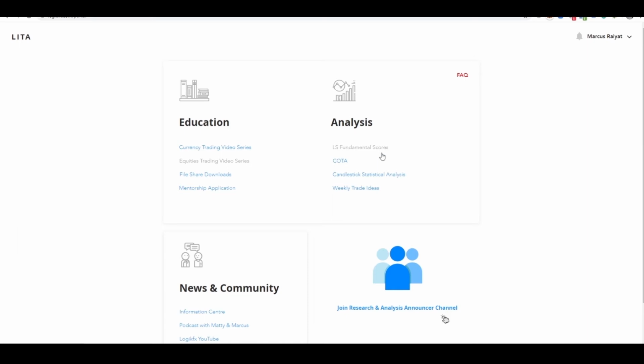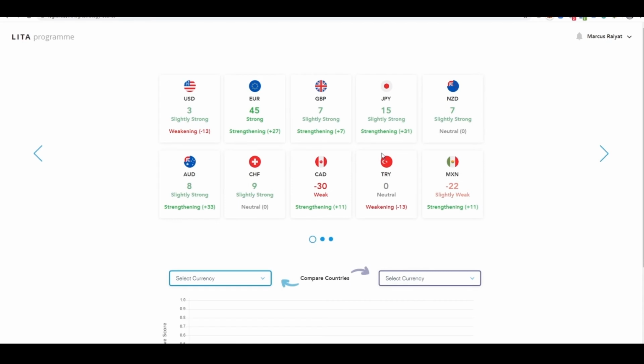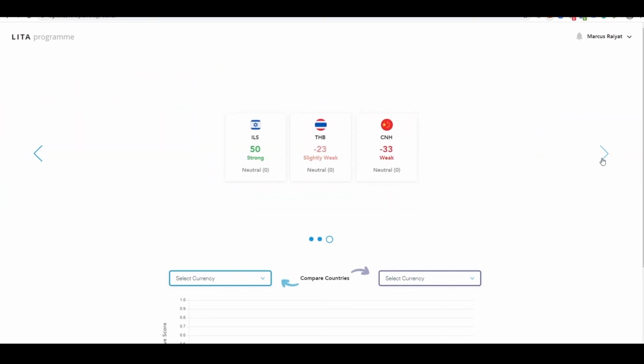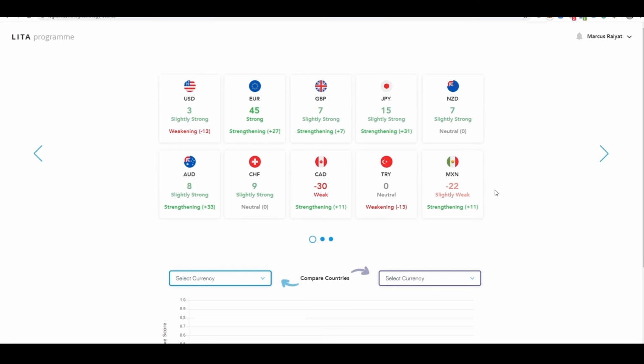So LS stands for logic strategy. If we just click on this, we can see all the economies here. We have all the economies scored and color coded. If we just have a little look, right the way from the United States all the way to China over here, as you notice, there's some green and red color coding. Now, if it's green, that means there's a high value on the currency, and if it's red, there's a low value. And you can also see they're numbered. Some are minus 30, some go to positive 45.